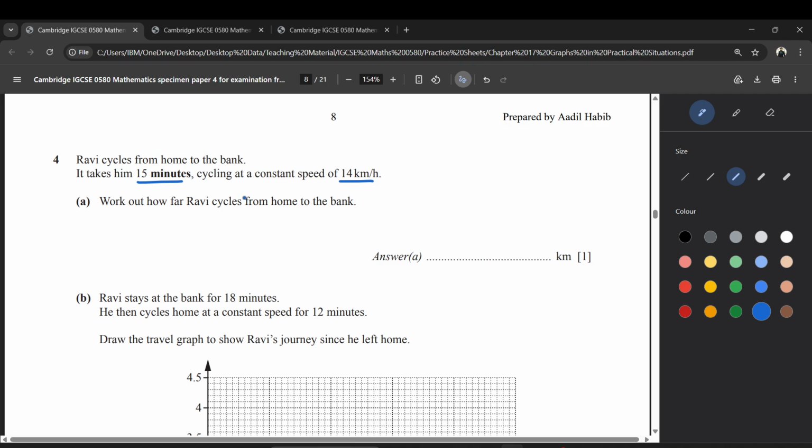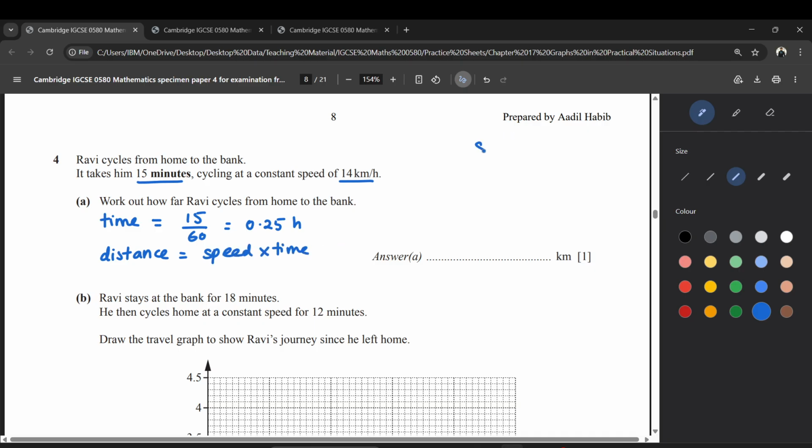Okay, so the first thing is we must convert the time from minutes to hours. So that would be 15 divided by 60, which gives us 0.25 hours. Okay, so this will be 1 upon 4, which is 0.25. Then we can apply the formula. Distance equals speed multiplied by time.